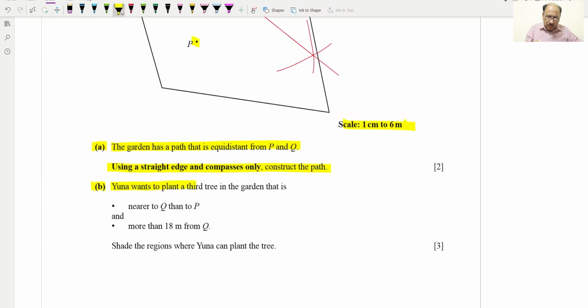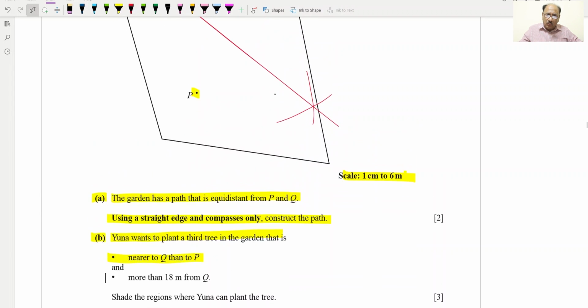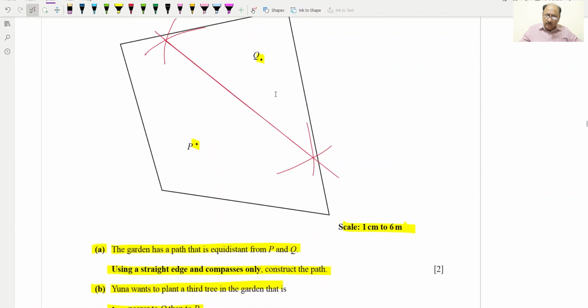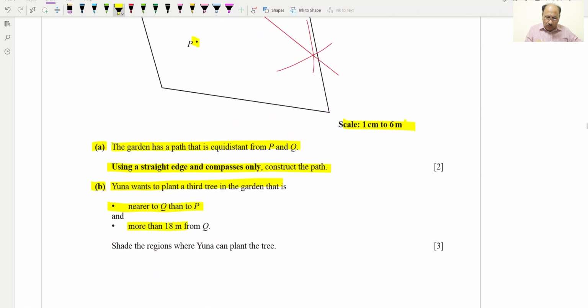Now part B. Yona wants to plant a third tree in the garden that is nearer to Q than P, so it should be closer to Q than P and more than 18 meters from Q.